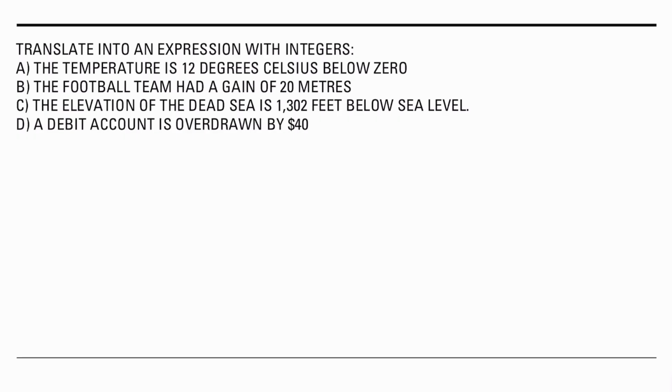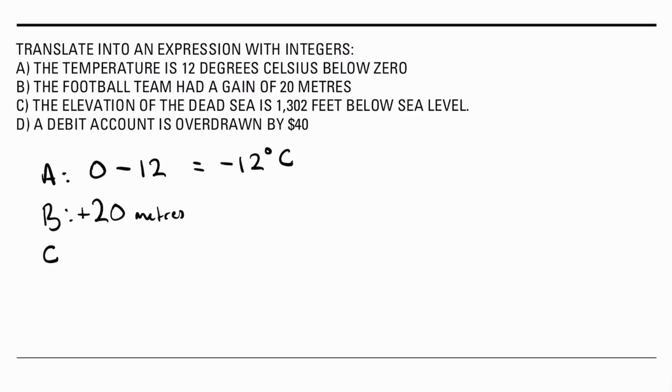All right, so translate into expressions with integers again. So let's look at question A. The temperature is 12 degrees Celsius below 0. And so the way that I would say this would be 0 minus 12, which would then be just negative 12. If we wanted to be specific, we could then write negative 12 degrees Celsius. For B, the football team had a gain of 20 meters. So we could then write positive 20. We could write our little plus, we could write our meters.